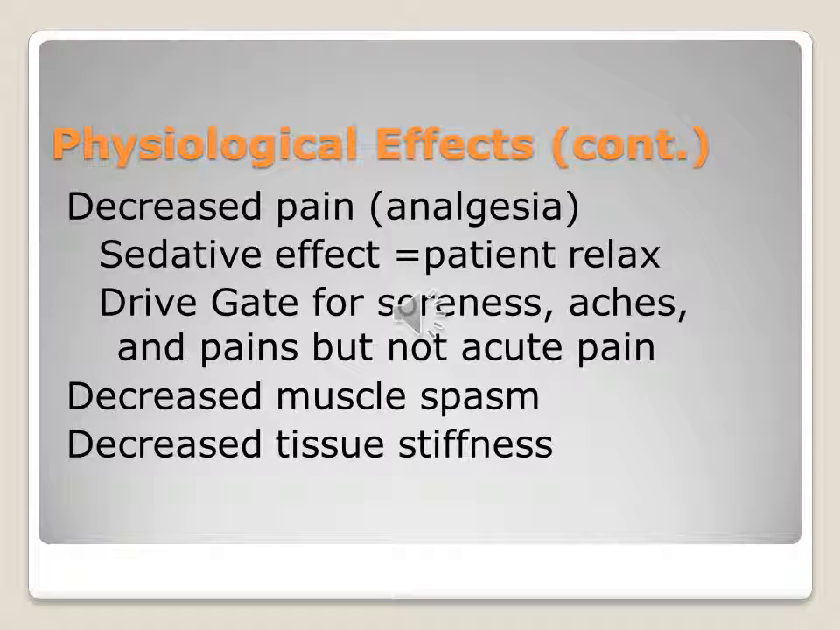Some of the other effects you get, because of the relaxation effect, are decreased muscle spasm and a decrease in tissue stiffness. A lot of the decrease in tissue stiffness is going to come about through a decrease in the viscosity of the tissue. So the fluid viscosity will decrease because of the increase in temperature to the body part.